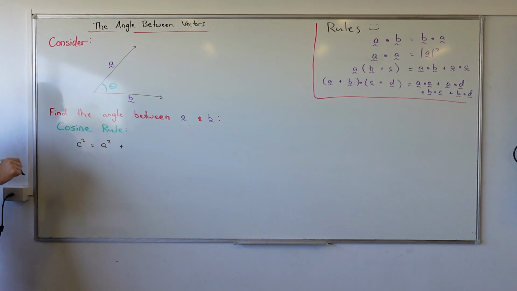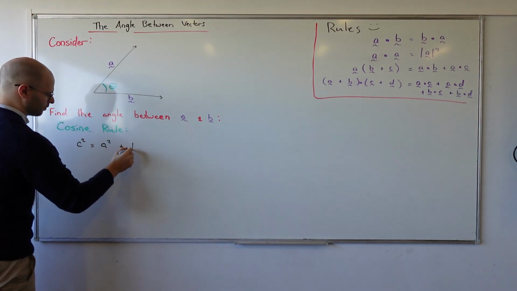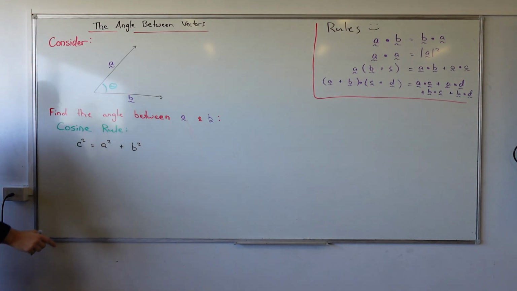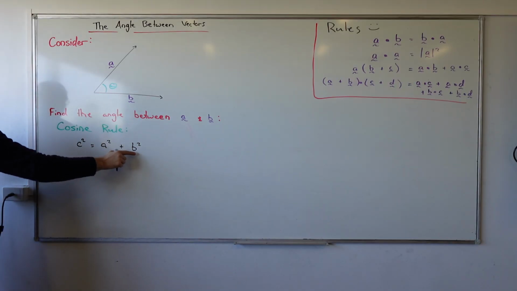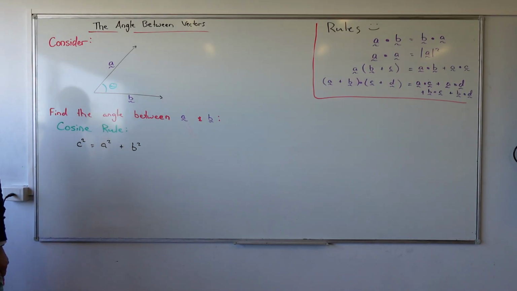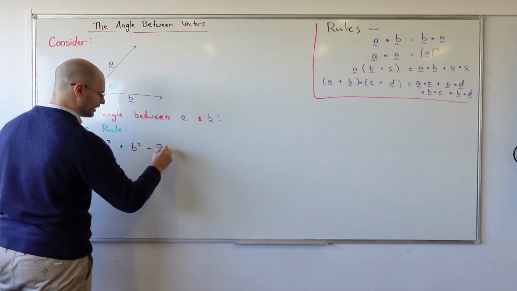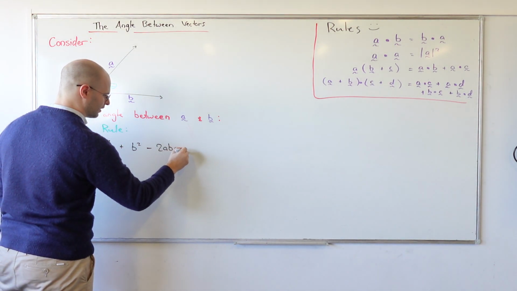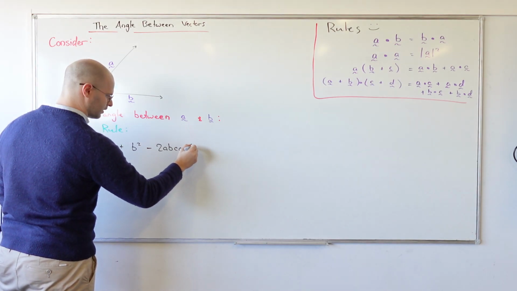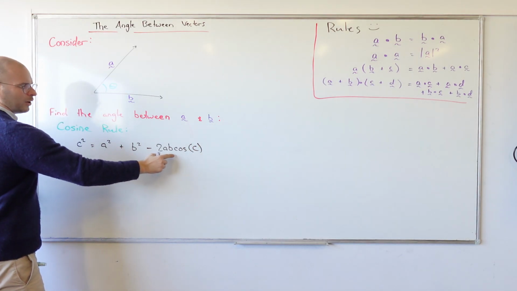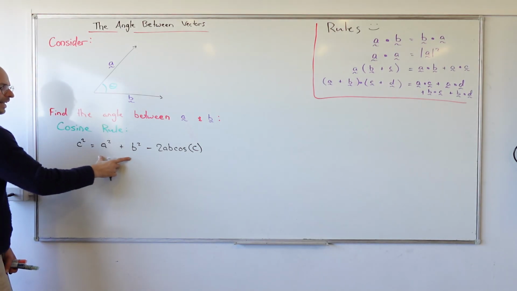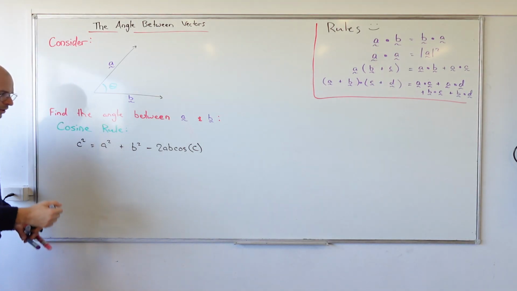You done Pythag yet? Nah. Okay. B squared. So c squared equals a squared plus b squared. And then we add something extra to it. A pinch of speciality. That's pretty special. Minus 2ab cos C. So it's just Pythag with a little bit of extra onto it.